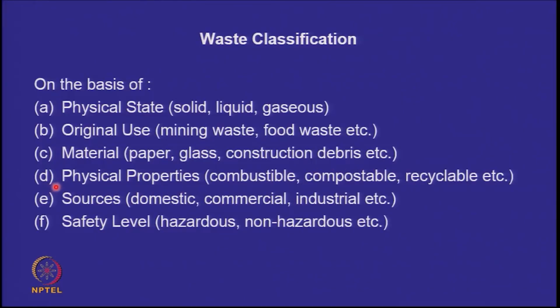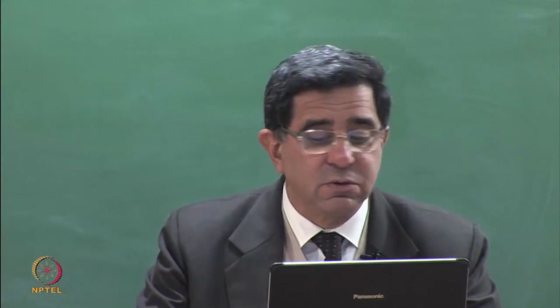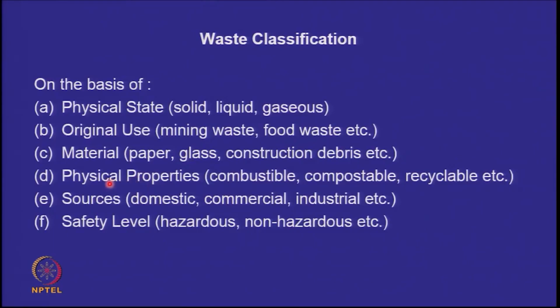Sometimes you will find reference to the properties. I mean, this is combustible waste. It might be easy to burn. Or this is compostable waste. That means it may be easy to do biodegradation of the waste and convert it into a compost. Or this may be recyclable waste. So these are some of the terminologies based on properties.